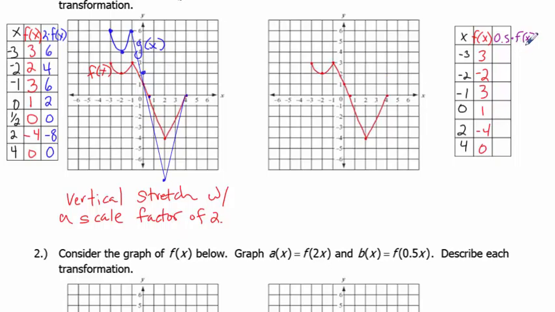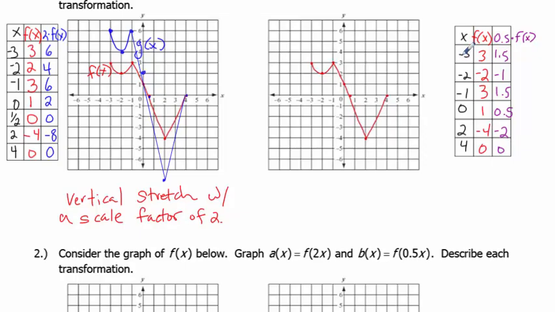for h of x. And so at negative 3, we're going to multiply 0.5 by 3, and we'll get 1.5. Multiply 0.5 by negative 2, and you'll get negative 1. 0.5 times 3, 1.5. 0.5 times 1 is 0.5. We'll get a negative 2 here and a 0 here.